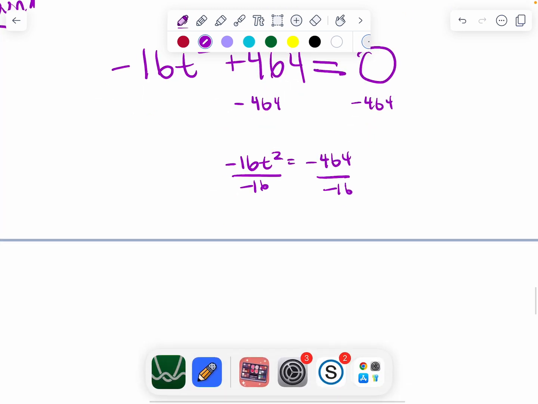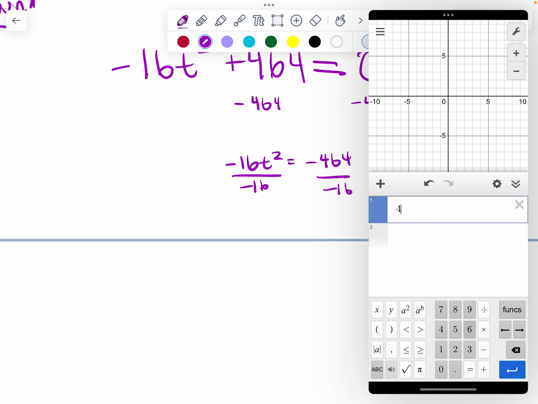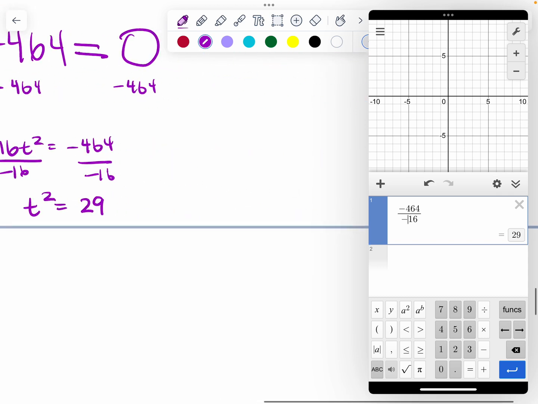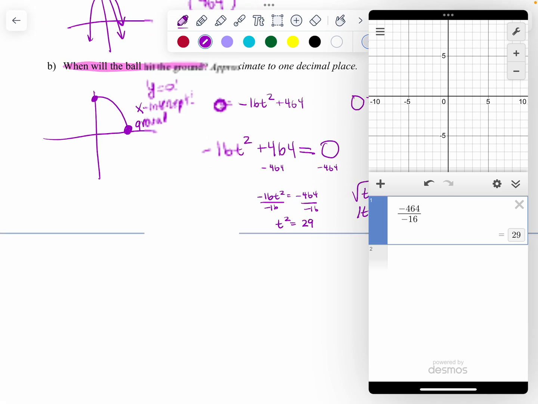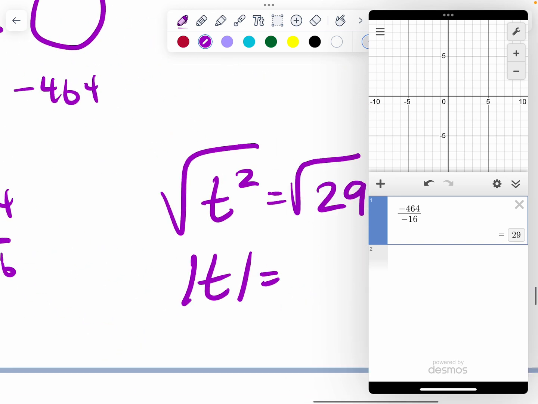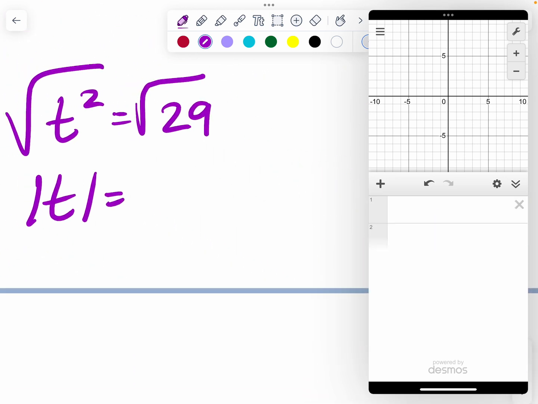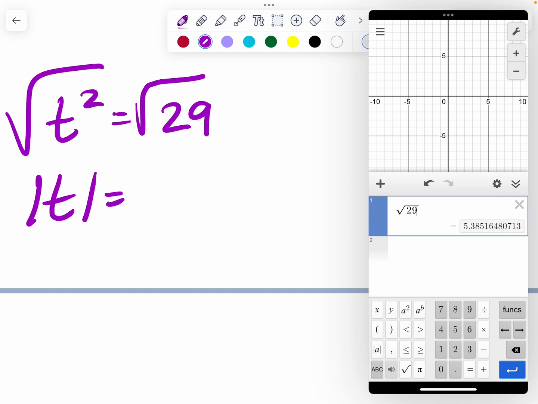I don't know what that is off the top of my head. 464 divided by 16, negative and negative. It's going to give me the same number, but just to prove it to you, 29. So t squared equals 29. What's t with? A square. How do we undo a square? A square root, absolute value of t. Now here it said approximate to 1 decimal place, so I have no idea what the square root of 29 is, but Desmos does, or your calculator does. So that's 5.38, so I'm just going to round to 5.4.